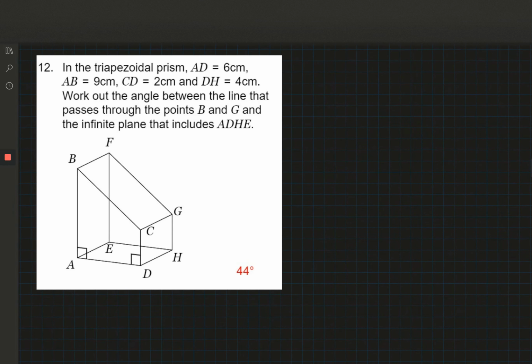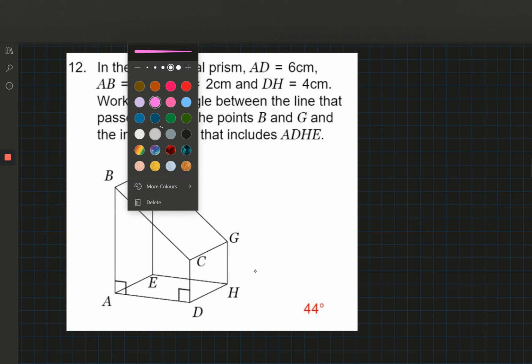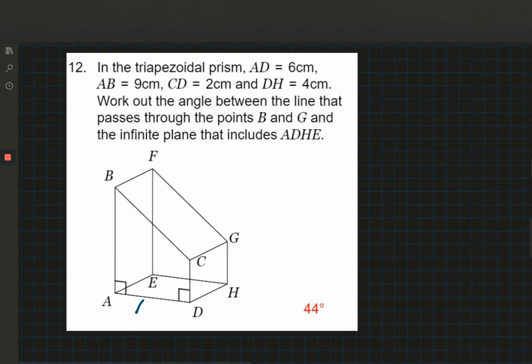So AD is 6. In this case, we actually need to label everything because it's not given to us. So it's going to be 6 centimeters. And then AB is 9 centimeters. CD is 2 centimeters. So that's the height. I'm going to label it on the side because it's going to be the same as GH. And DH is 4 centimeters.